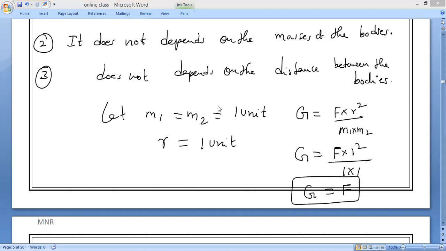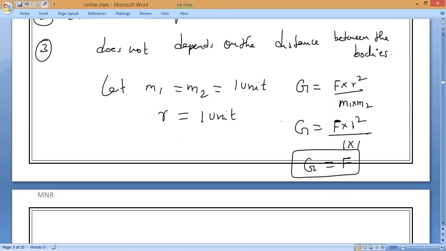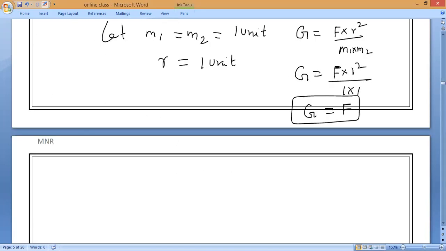Yes, that is what it is. So please make it: G is equal to F. In the sense of what? The universal gravitational constant is numerically equal to the force of attraction between unit masses placed at unit distance apart. That is what it is. So please understand that. G is equal to F.